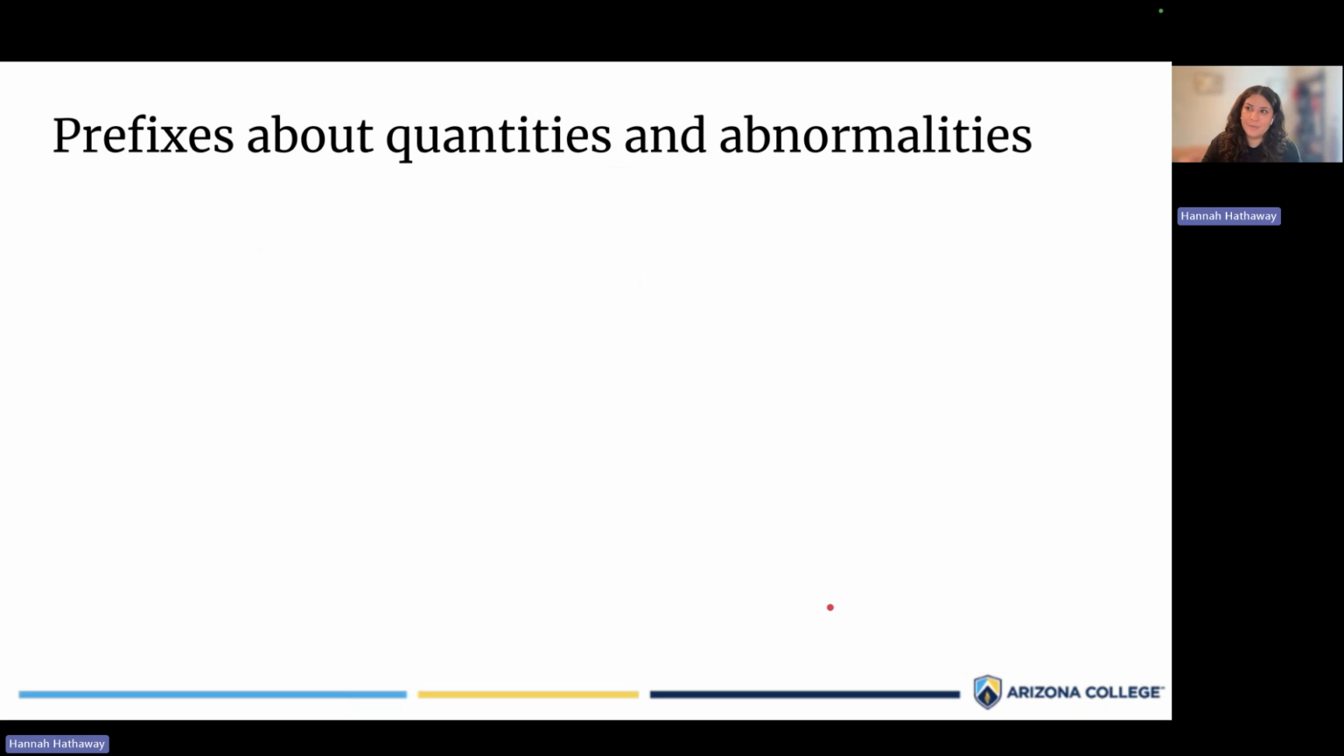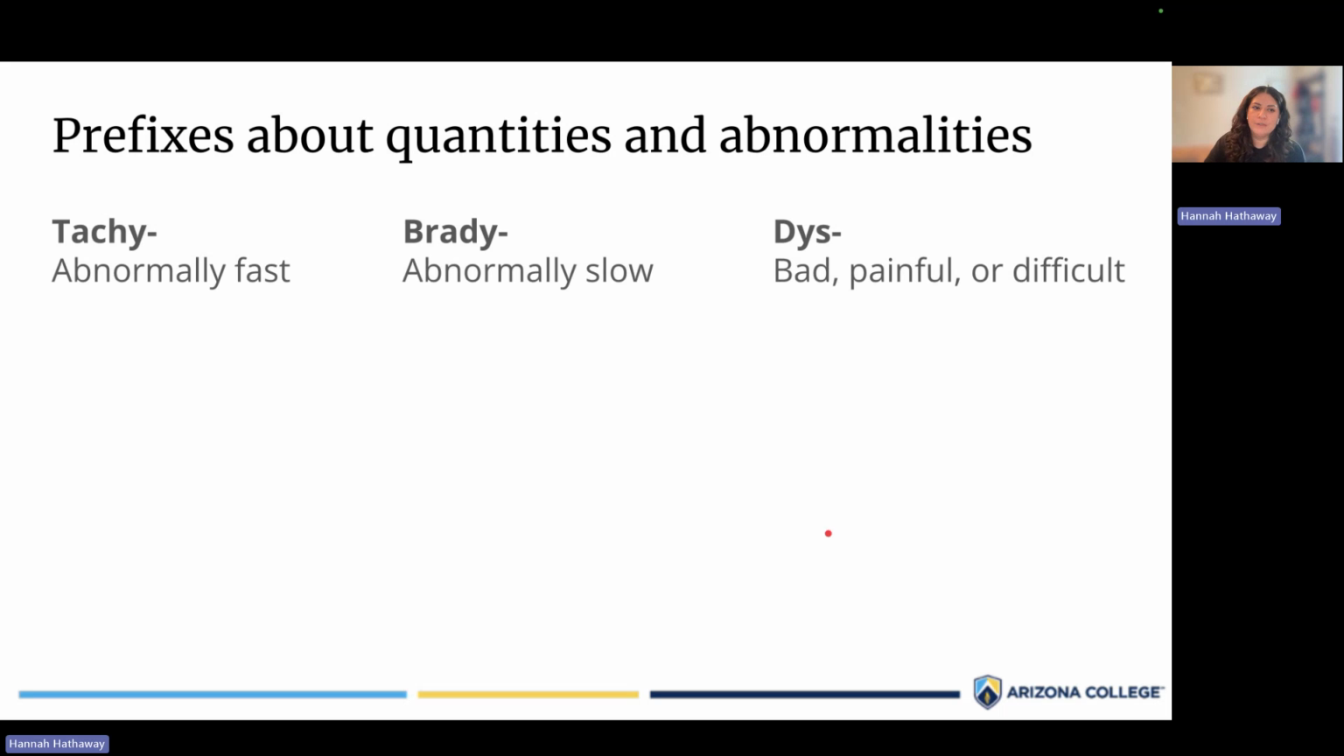Okay, next set of prefixes, and these are ones you might have seen before, but some of these might also be new. So these are all prefixes and suffixes about quantities or about abnormalities. So for example, tachy means abnormally fast. So for example, tachycardia: tachy, fast, card or cardio, heart. That is an abnormally fast heartbeat. Brady means abnormally slow. So these two would be opposites. Tachy is fast, Brady is slow.